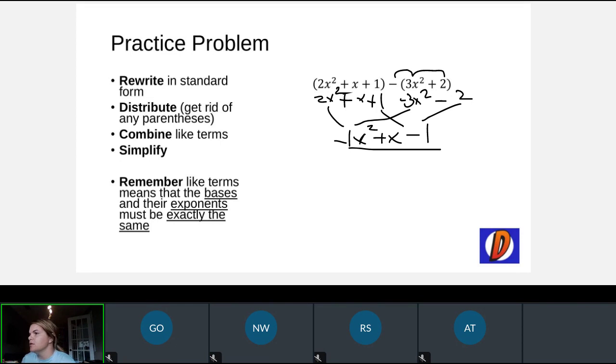Alrighty, so let's take a look at what Maya's got here. So first she distributed the negative, so we get negative 3x squared minus 2. That's perfect. Then we've got 2x squared and negative 3x squared. We have x, and that's actually the only one. And then we've got 1 minus 2. So 2 minus 3 gives the negative 1x squared.